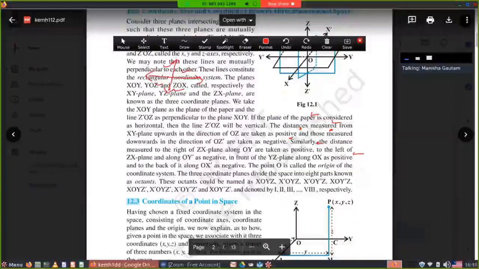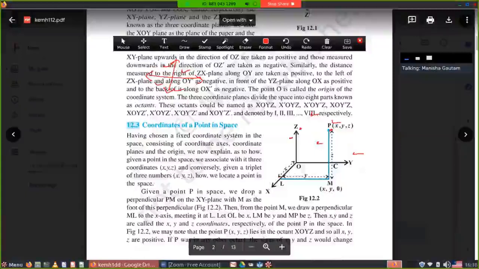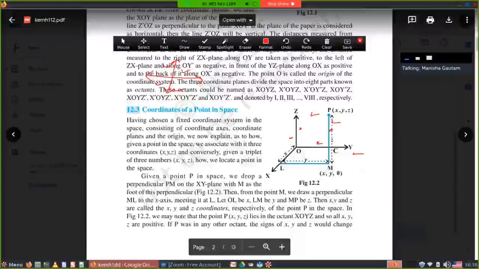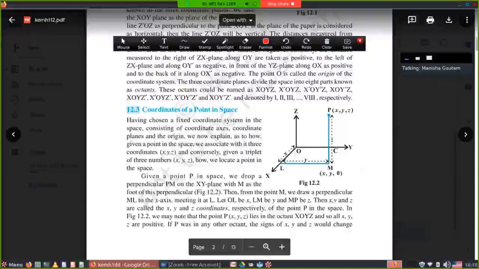You can read this paragraph. Now coordinates of the point in space can be observed here. P is a point which is lying in the space, not on a wall, not on a roof, not on a plane. It is in space. The point P is lying in the space.